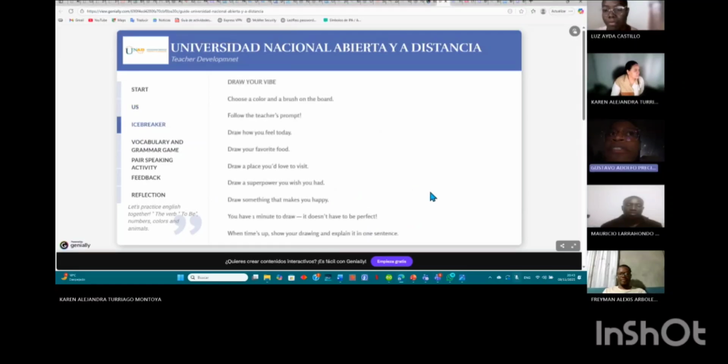So for our first activity, we had this icebreaker consisting of a link that will let you generate, and the idea is that you have to draw your bite. You can use the examples, you can draw how you feel today or your favorite food. So let's do it.